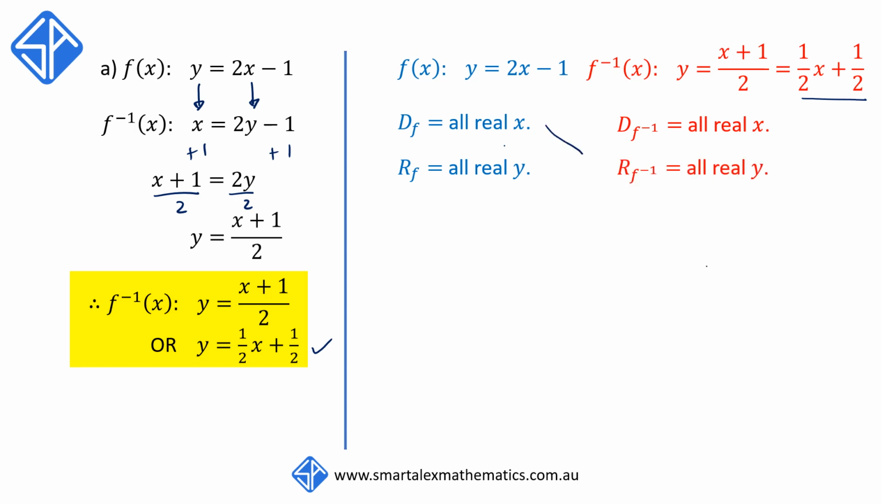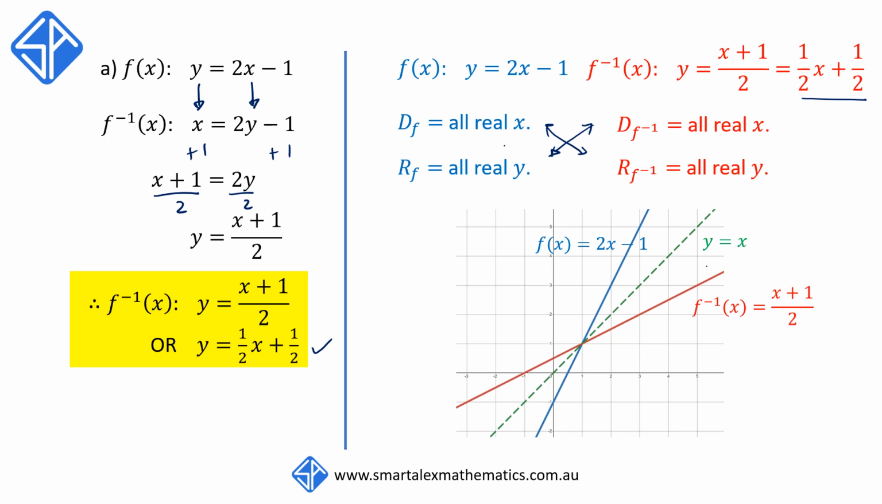We can see that the domain of one is equal to the range of the other. And here's the graphs of f(x) and f^(-1)(x). And what we see here again is that these two functions are symmetrical about the line y = x.